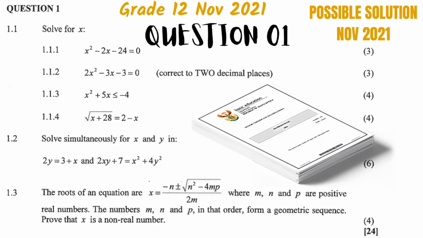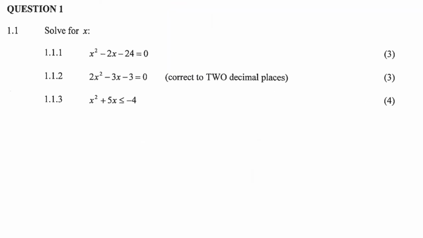Today we're going to be doing Solve for X from Question 1, Grade 12, November 2021 past paper. Question 1, 1.1, it says solve for x. 1.1.1. We are given the equation x squared minus 2x minus 24 is equal to 0.